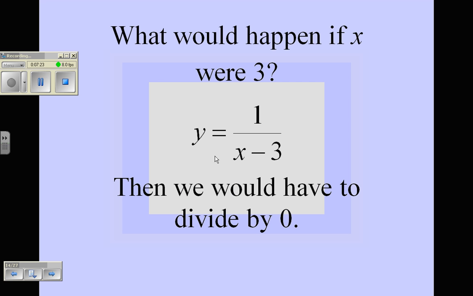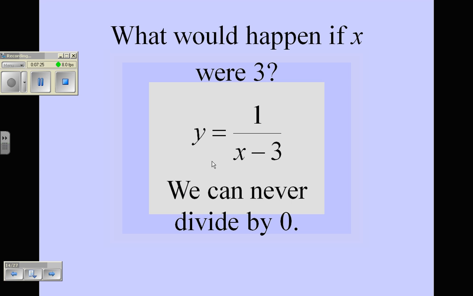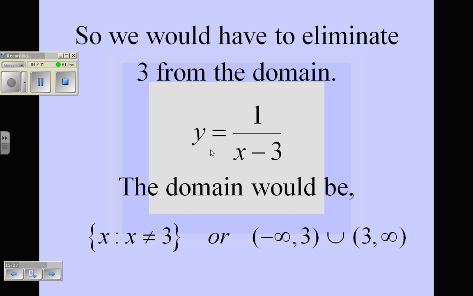So therefore, for this function, x can't be 3. We can never divide by 0. Otherwise, we have big problems, so we can't do that. So we have to eliminate 3 from the domain. And the domain then in that case would be, there's two different ways to write it. Algebraically, you can write it as x is not equal to 3.